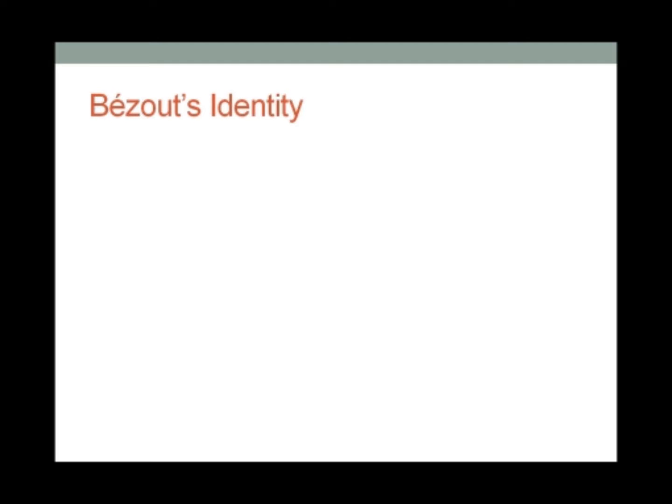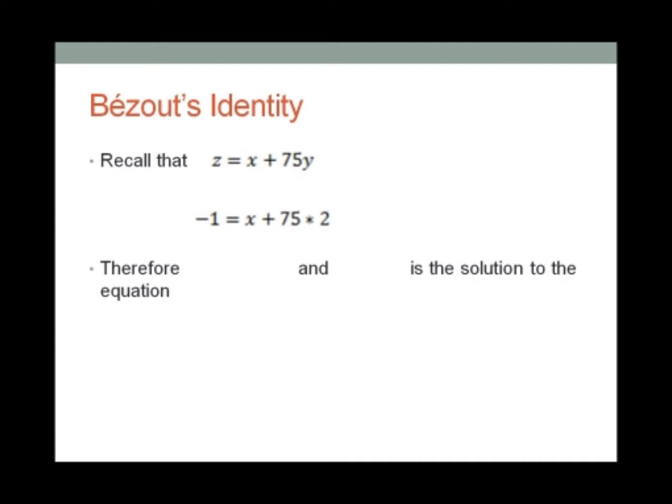Substituting back, we can then find x, giving us x equals minus 151 and y equals 2.